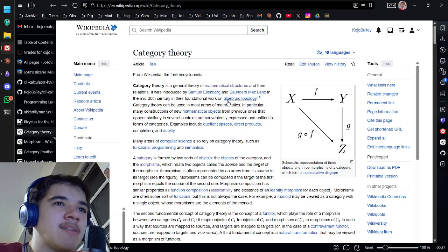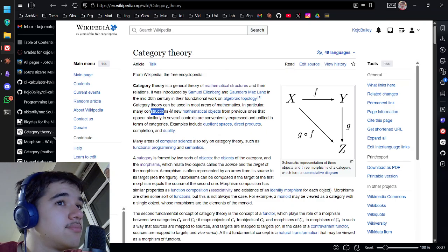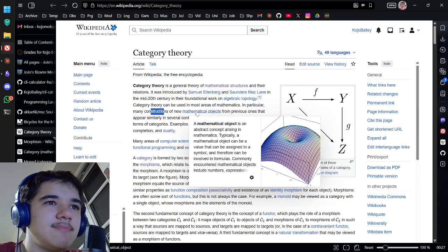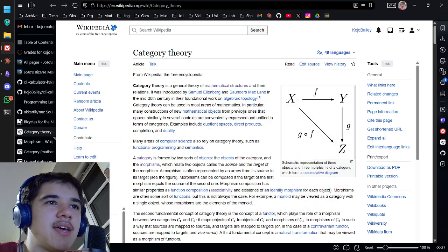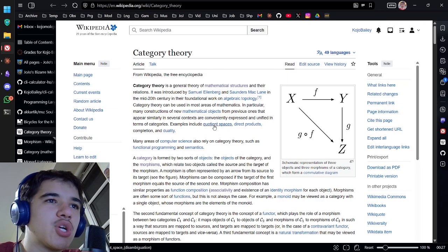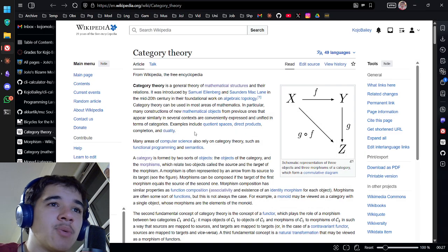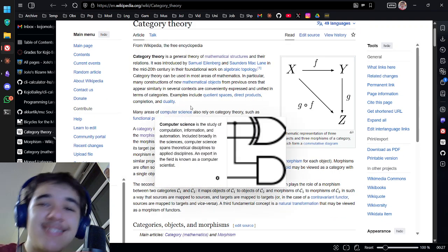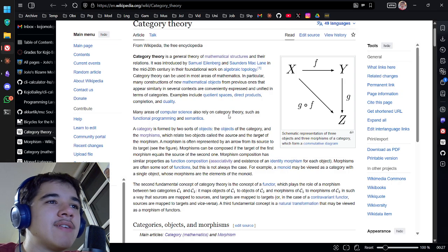Category theory can be used in most areas of mathematics, in particular many constructions of new mathematical objects, which is just an abstract concept. Okay, and constructions from previous ones that appear similarly in several contexts are conveniently expressed and unified in terms of categories. Cool. Examples include quotient spaces, direct products, completion, and duality. I don't know what any of these are. Completion maybe, but okay.